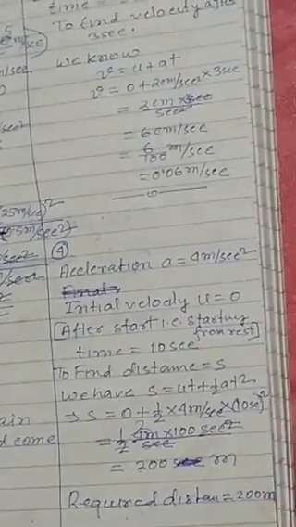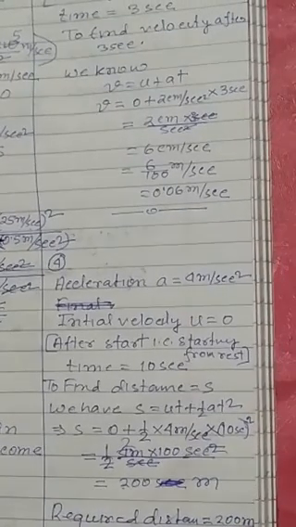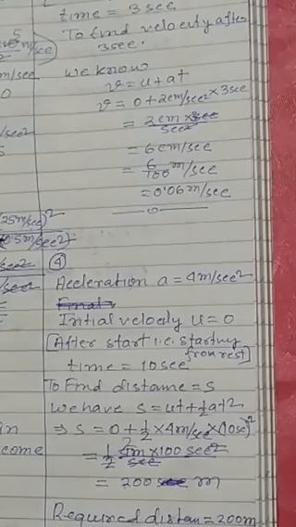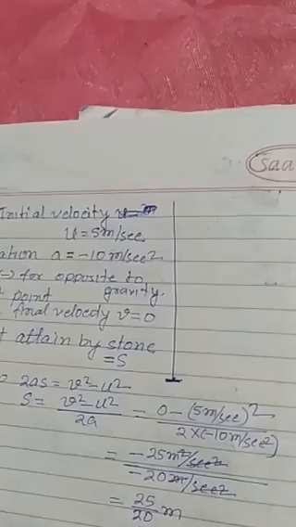Number 4. Acceleration is given. Initial velocity is 0, starting from rest. Time is 10 seconds. Find the distance. s equals ut plus half at squared. So the distance equals 200 meters.